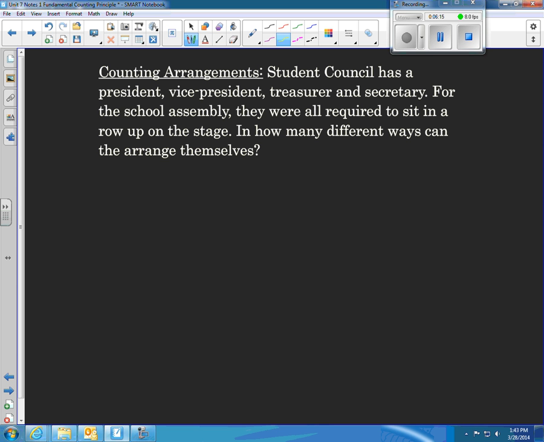So how many people do we have to start with? 1, 2, 3, 4. So there's going to be 4 spots for them. Now, how many people do we have to choose from for the first spot? Well, you have the president, the vice president, the treasurer, and the secretary. So we have 4 choices for the first spot. Let's say that we put the president in the first spot. Now, in our next spot, we only have 3 choices, the vice president, the secretary, and the treasurer.